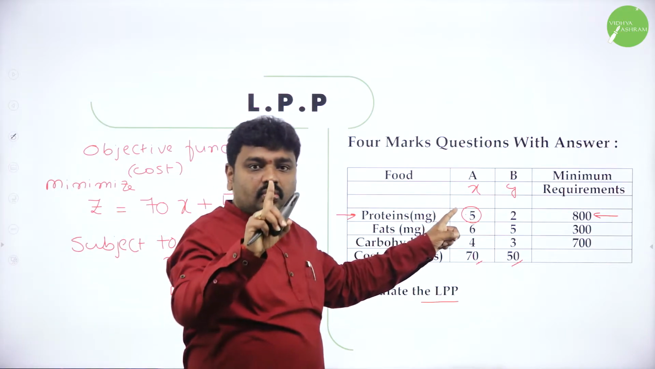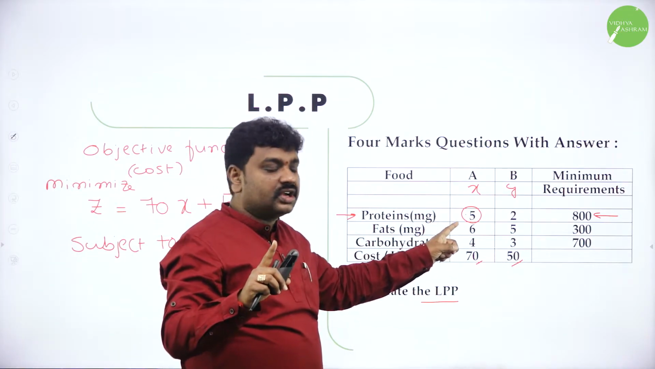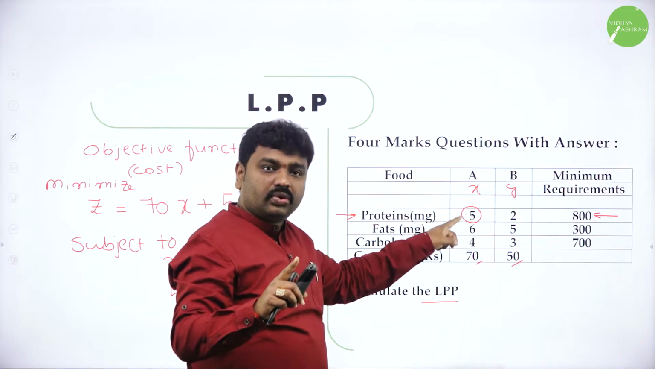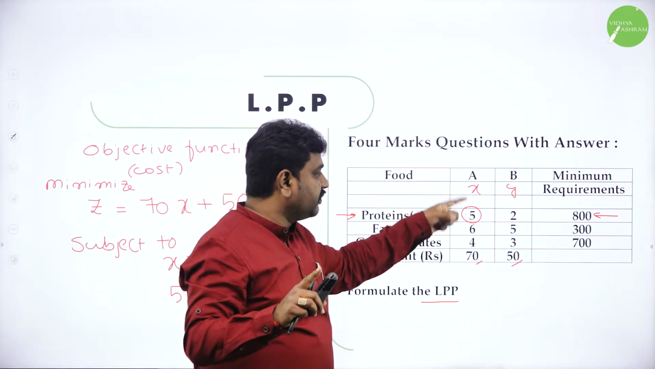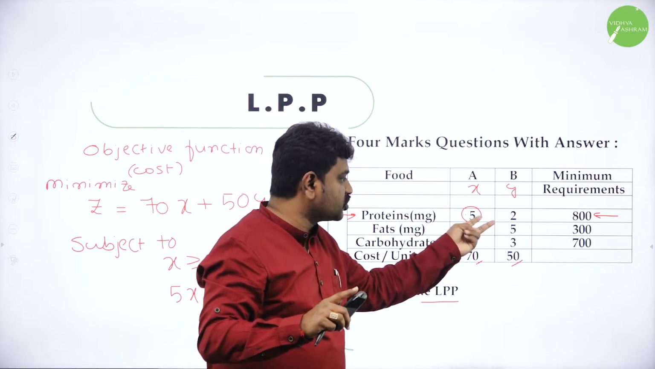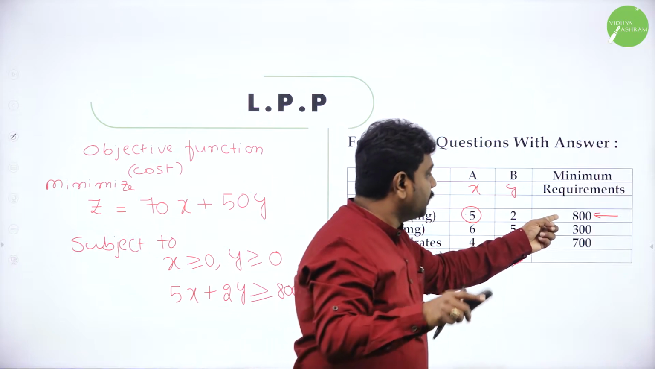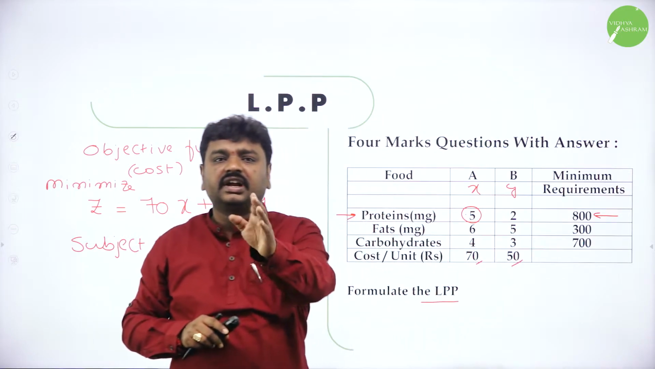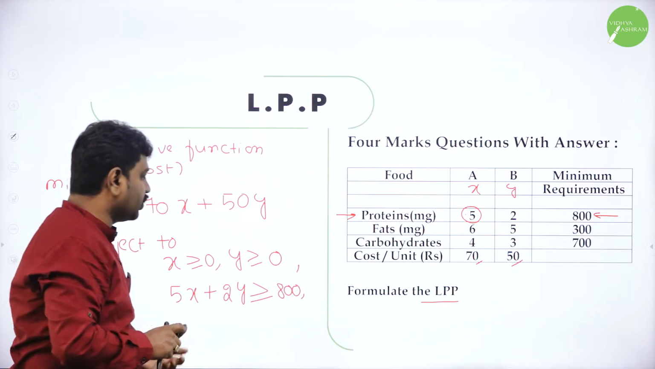So now this is the condition for protein. 1 unit of food A contains 5 units. I am mixing x units. Per unit 5, so for x, 5x. 5x is the protein in food A. 2y is the protein in food B. 5x plus 2y means total protein. Total protein should be minimum 800. Minimum 800 means 800 or more than 800. So greater than or equal to.